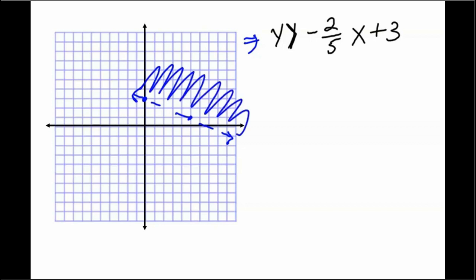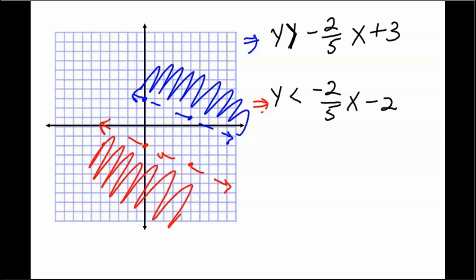The second line is y is less than negative 2/5 x minus 2. Now if you notice, these are parallel lines. So we begin at negative 2, then we go down 2 over 5. Draw a dashed line. And here we're shading below the line, and we see the regions never intersect.